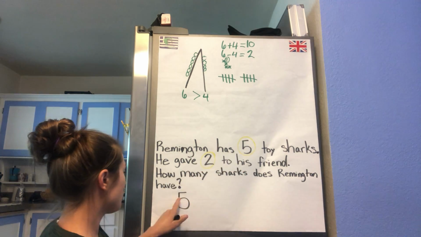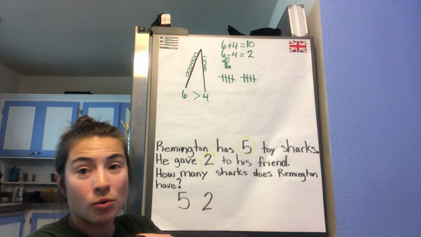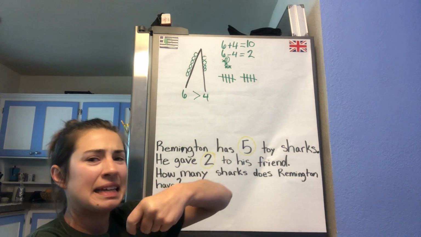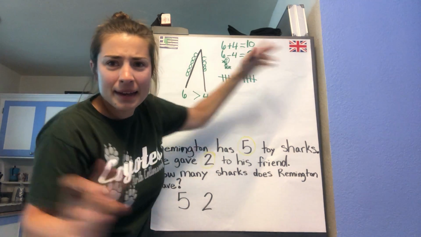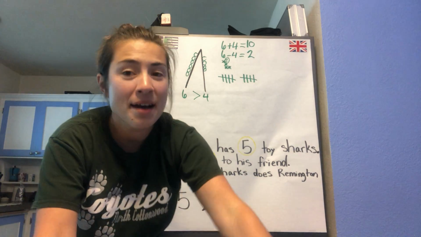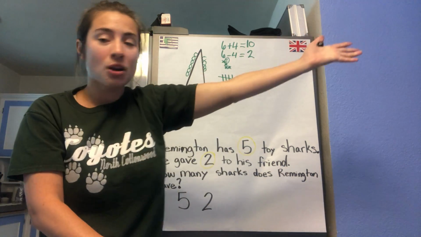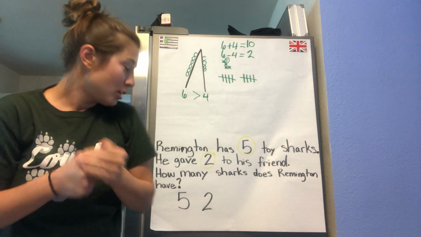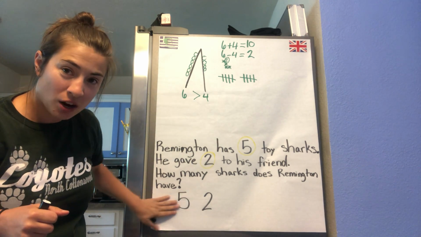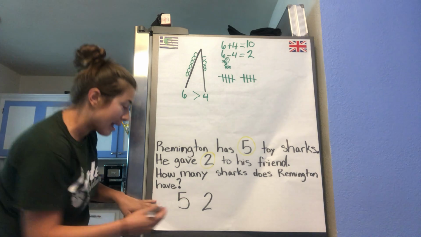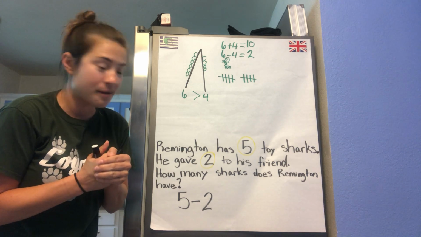So Remington has 5 toy sharks. Here's my 5, and then my other number is 2. But I know that if I give something away, that means I'm not adding it all together. I don't have as many. So that means I have to do subtraction. If I give something away, that means I have less. So I have to subtract. Remington has 5 sharks and he gave 2 away. So if I give something away, I have to subtract it from what I have.